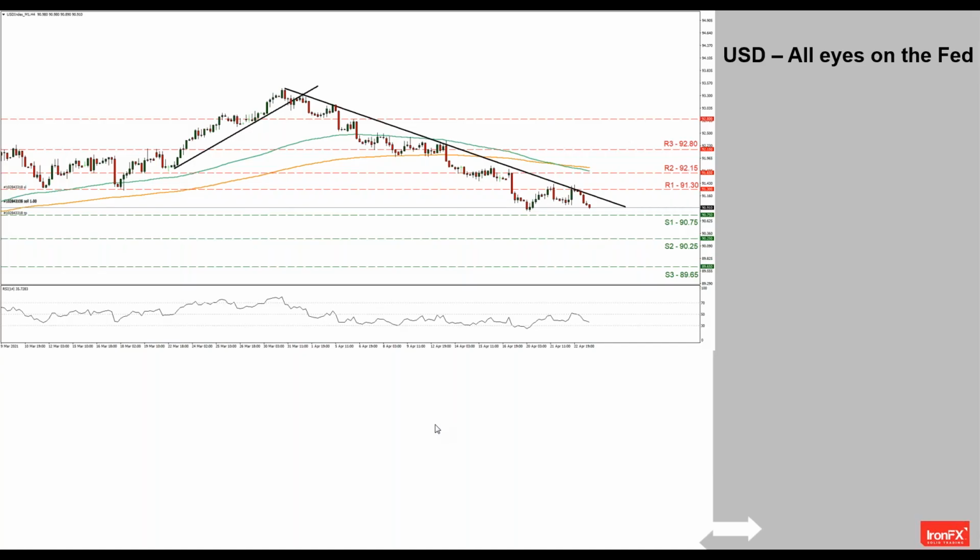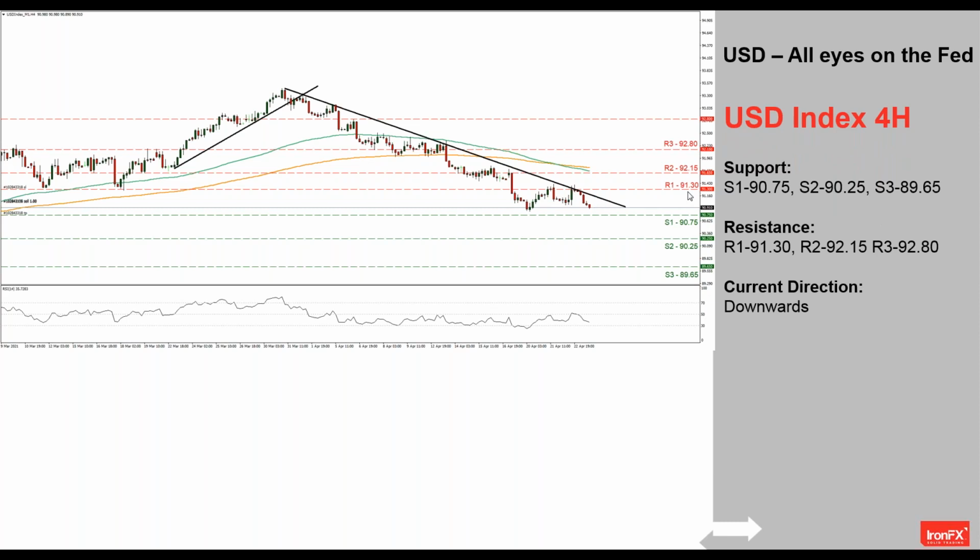This is the US dollar index, the 4-hour chart. Please note the downward slope characterizing the movement of the index over the past month, actually since the start of the month. As for important levels to the upside, we note the 91.30, which was the highest point yesterday, even higher the 92.15, and even higher the 92.80. To the downside, we note the 90.75, the 90.25, and last but not least, the 89.65.